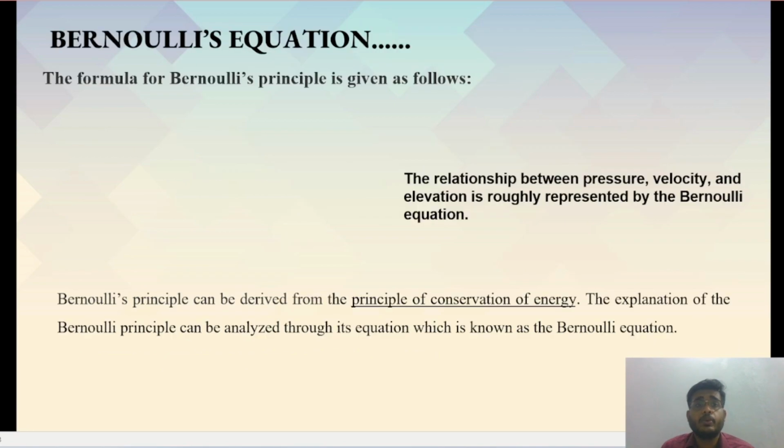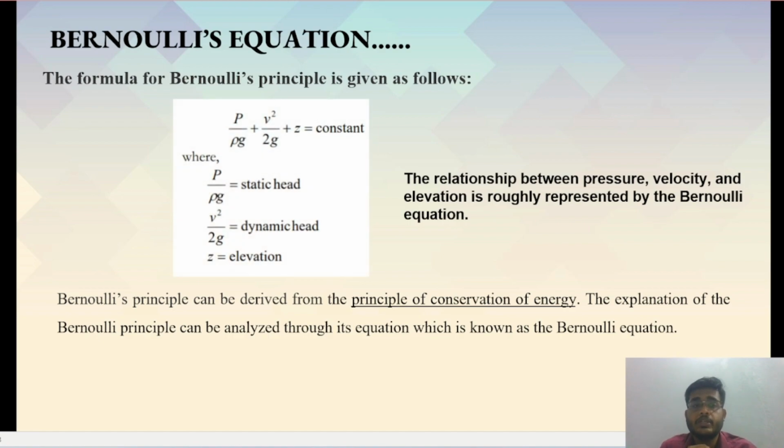So now Bernoulli's equation, the formula of Bernoulli's principle, is given as follows. So this is Bernoulli's equation. Bernoulli derived this equation through the principle of conservation of energy. So Bernoulli analyzed this and derived this equation through this principle. He related the relationship between pressure, velocity and elevation, which is known as H, to derive Bernoulli's equation. But in this equation, the elevation is written as Z.